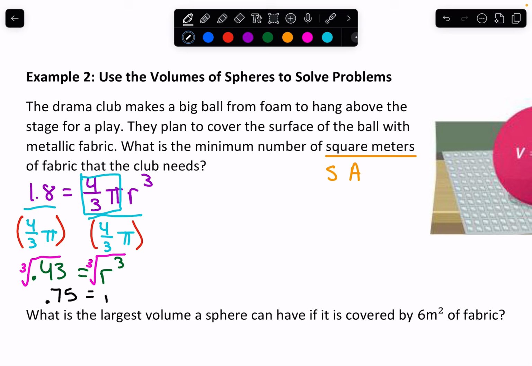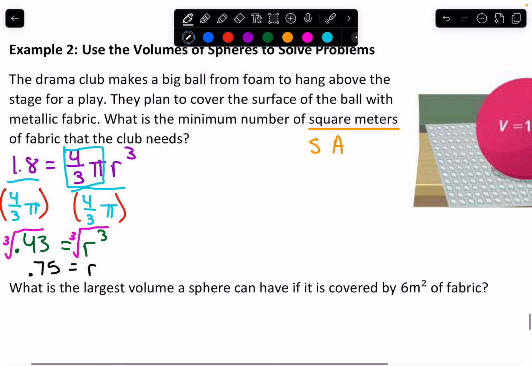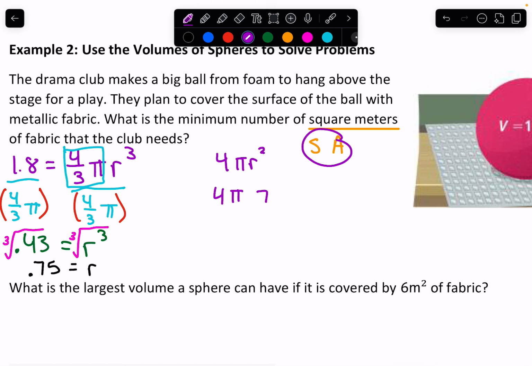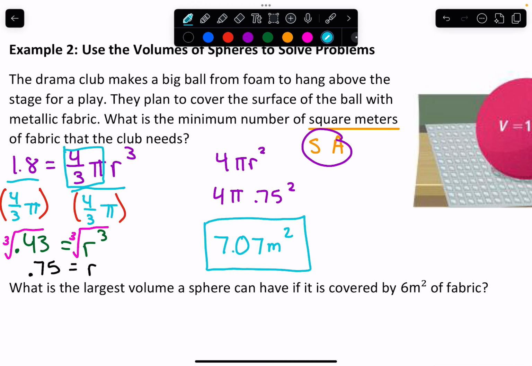The cubed root of r cubed is r. So the radius is 0.75 meters, because we're in meters here. Now that I found the radius, I can use the surface area formula to go from here. I know the surface area is 4 pi r squared. So I have 4 times pi times 0.75 squared. And when I plug that all in and evaluate that, I find that the surface area for this sphere is 7.07 meters squared, right? We're measuring in square meters since we've calculated the surface area, which is a unit of area.